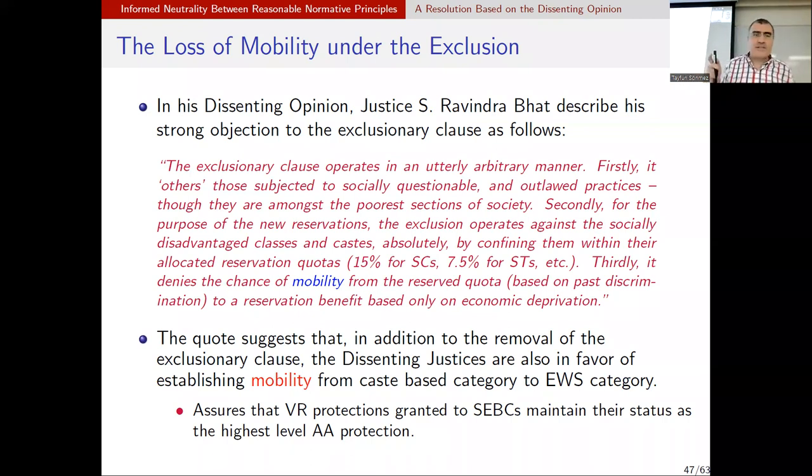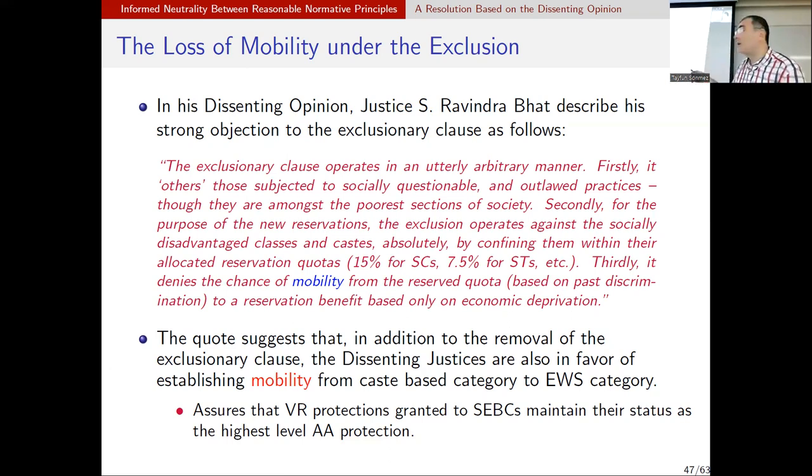Secondly, for the purpose of this new reservation, the exclusion operates against the socially disadvantaged castes, absolutely by confining them within their allocated reservation quotas. Thirdly, it denies the chance of mobility from reserve quota to a reservation benefit based on economic deprivation.